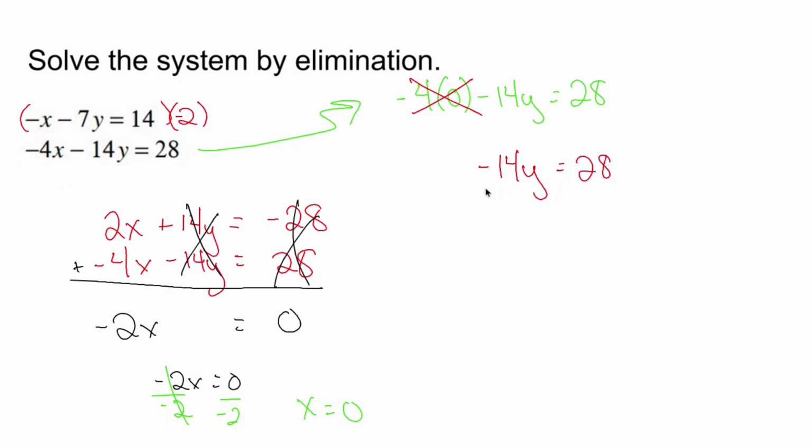Divide both sides by -14, and y is going to equal -2. X is 0, y is -2. That gets me an ordered pair of 0, -2.